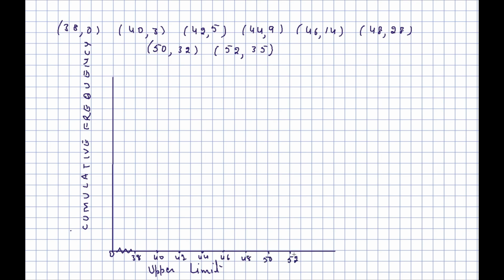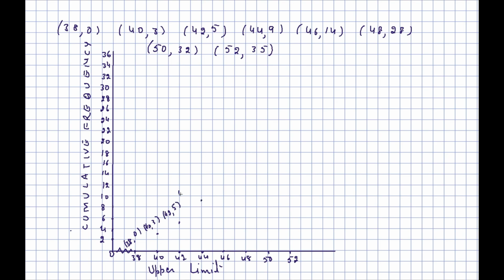Now plot cumulative frequency on y-axis. I'll take the difference of 2. You can also take the difference of 5. So write 2, 4, 6, 8, 10, 12, 14, 16, 18, 20, 22, 24, 26, 28, 30, 32, 34, 36 on y-axis. Now plot the points. 38, 0 will come here. Now this point is 40 and 3.